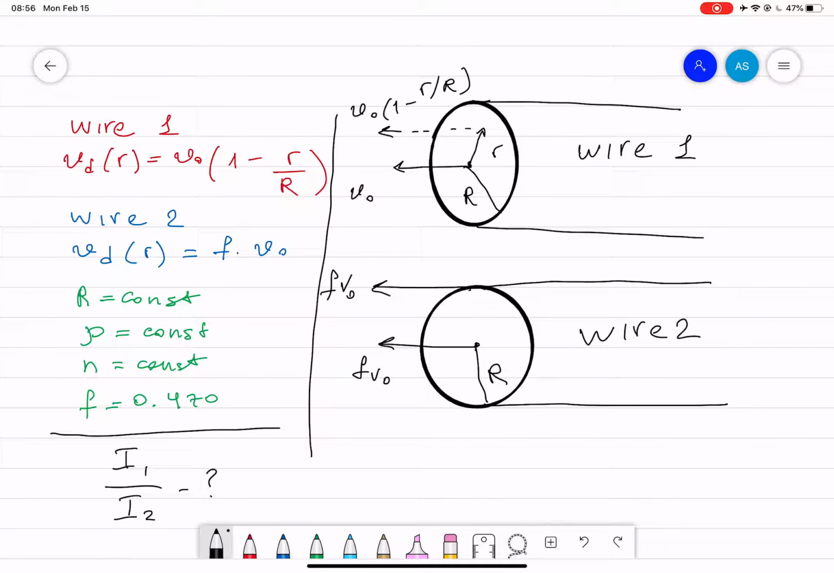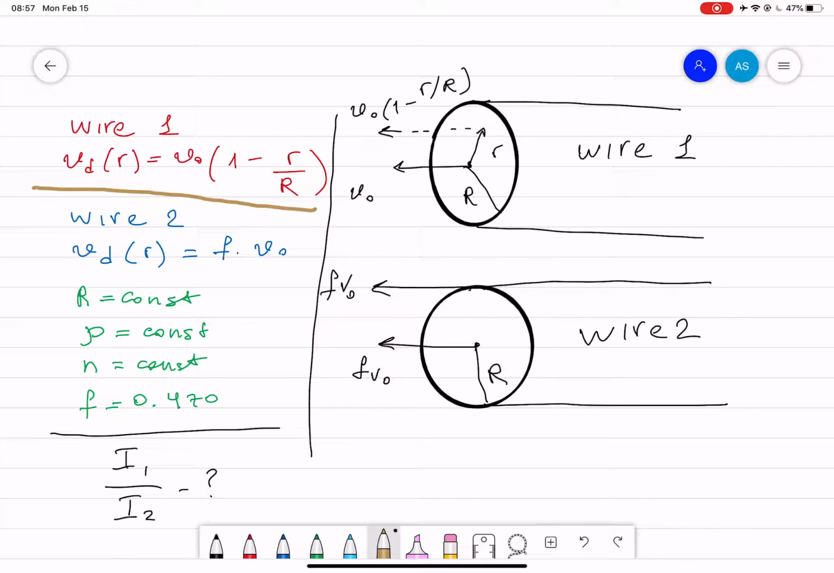Okay, so here we have two wires. The wire 1 has a drift speed which rises linearly from 0 at the circumference, small r equal to big R, to v0 at the center, r equal to 0. So basically we can see that the drift speed is not constant in wire 1, it is changing, and that function is given as vd as a function of r, v0 times the bracket 1 minus small r divided by capital R.